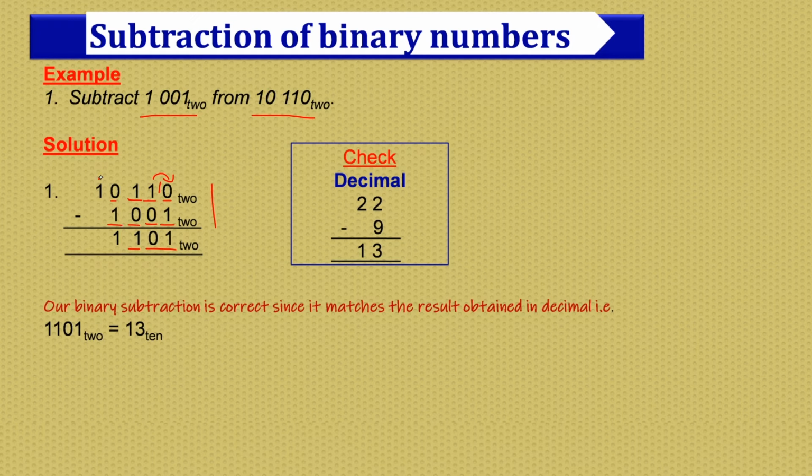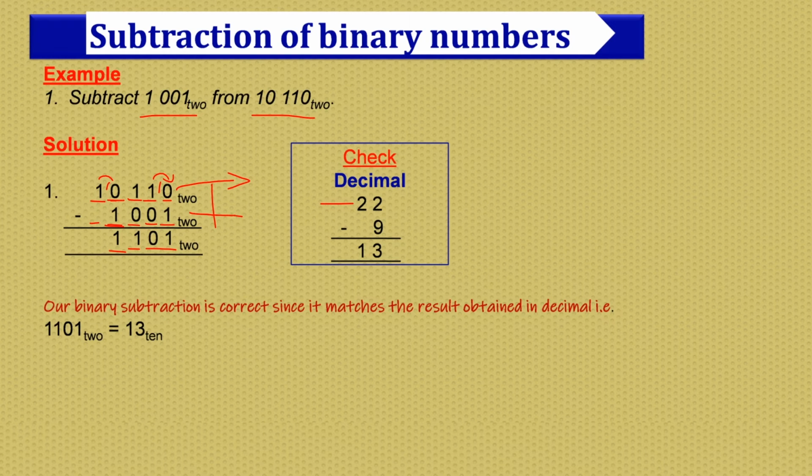So we borrow 1 from the next significant bit. So we have 1, 0 minus 1. That gives us 1. Now we are left with nothing here. So this is our answer. Now, just for a check, if we convert this number to decimal, we would have 22.